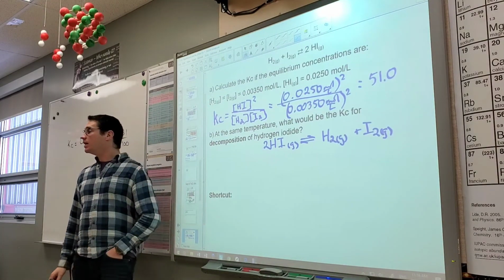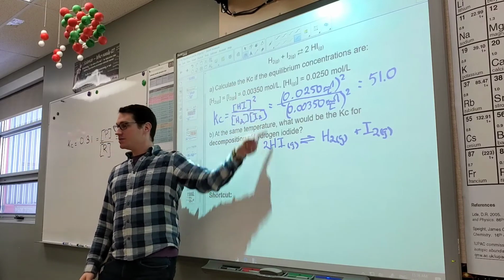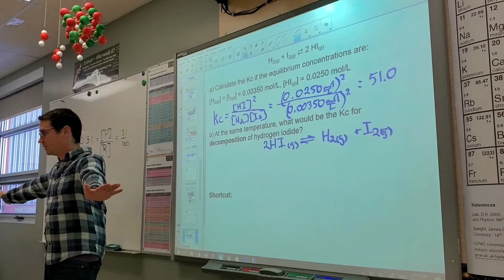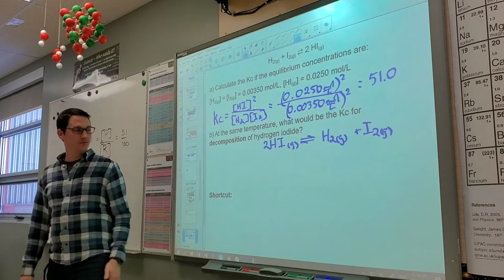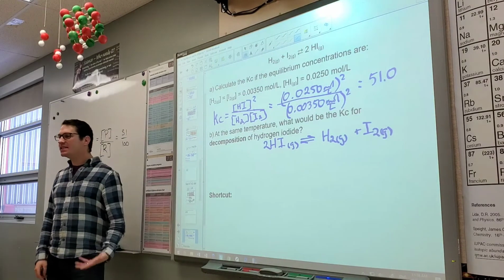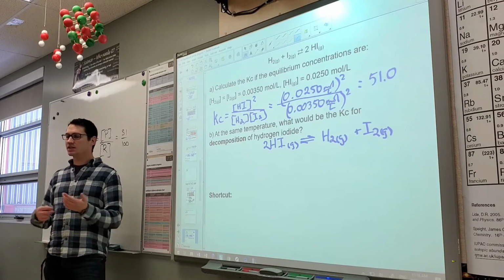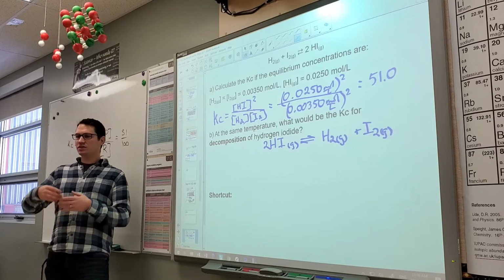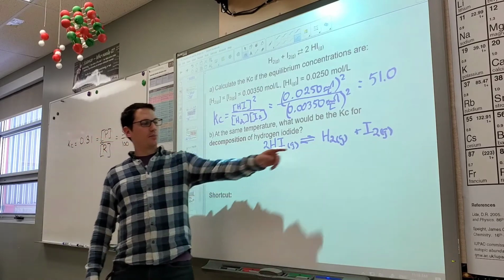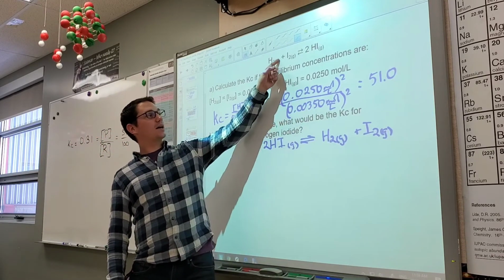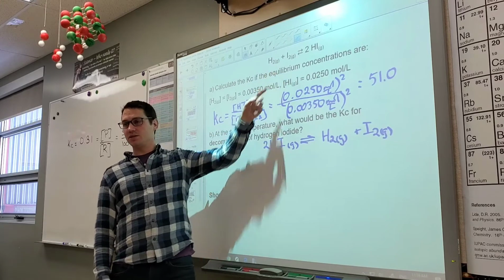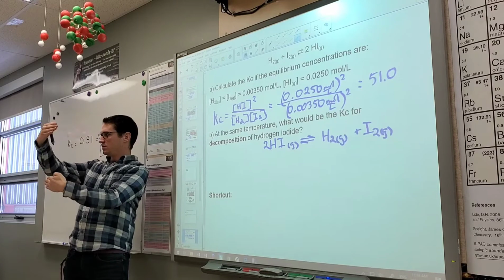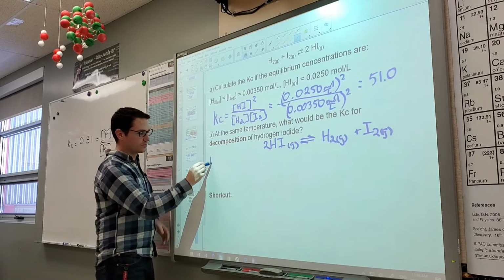Would you agree these two reactions are the exact opposite of each other? Yes. We agree on that? Cool. So what should the Kc expressions be? If the products in one are the reactants in the other, then should the Kc expression not just be the exact opposite? Right? Let's try it out.